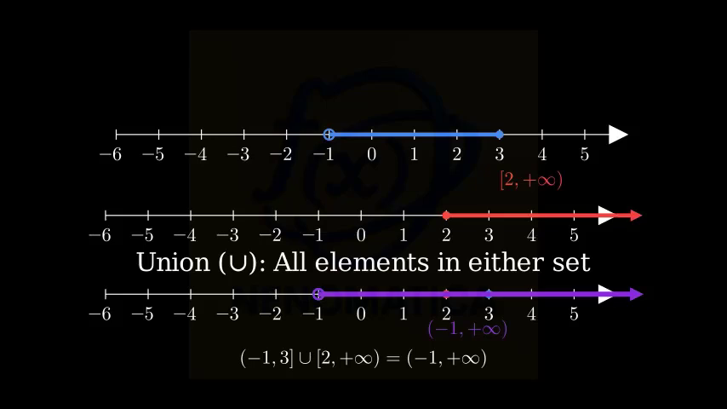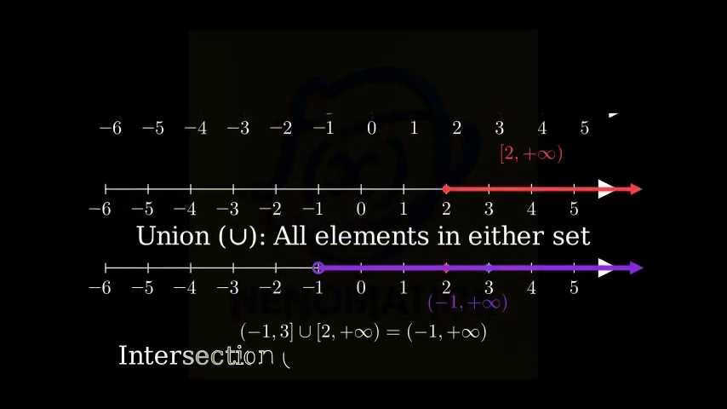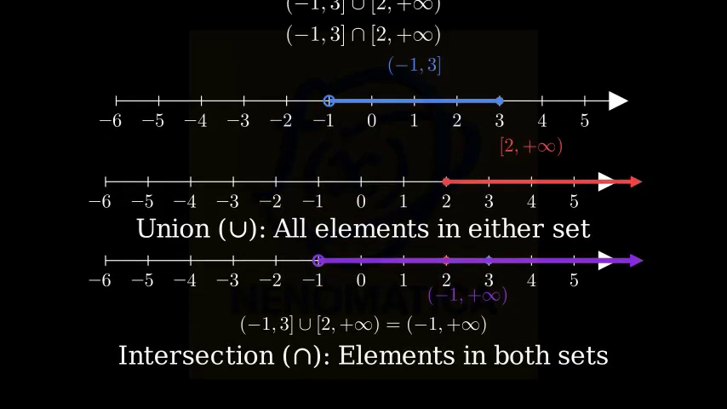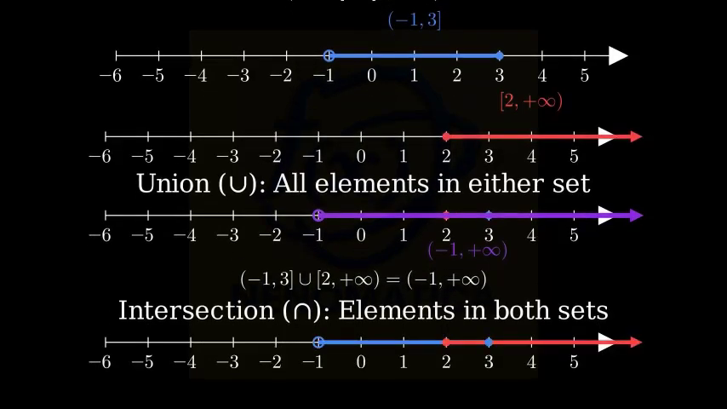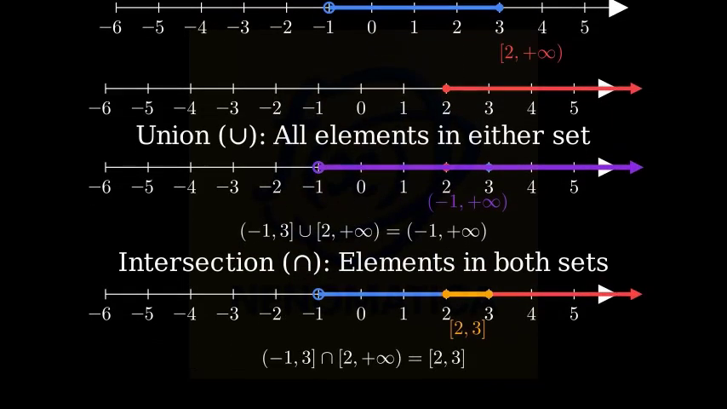Next, let's find the intersection of these intervals. The intersection of two sets includes only elements that are in both sets. When we take the intersection of (-1, 3] and [2, ∞), we get only the points that are common to both intervals. This gives us all numbers greater than or equal to 2 and less than or equal to 3, which we write as [2, 3]. Notice that the intersection starts at 2, which is included because it's in both intervals, and ends at 3, which is also included. Now, let's solve the second problem.